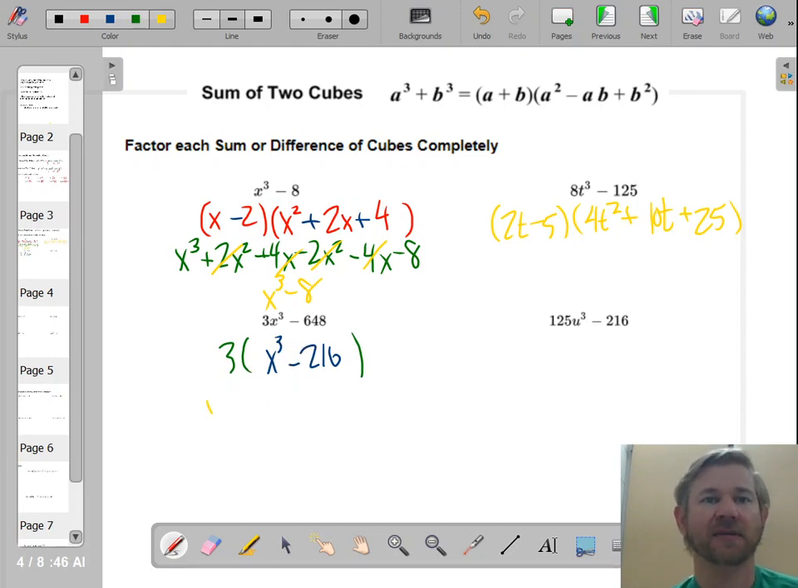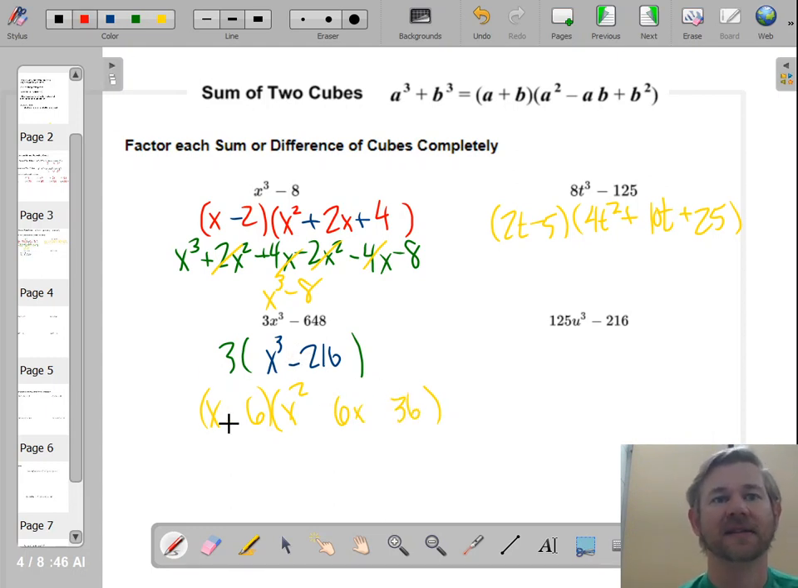The cube root of x cubed is x, the cube root of 216 is 6, and now I'm going to go ahead and say x squared. Their product is 6x, and 6 squared is 36. It's a minus, so I'm going to say same, opposite, always positive. And we did all that right, but don't forget you had your GCF of 3. That is one of your factors, so make sure you list it.